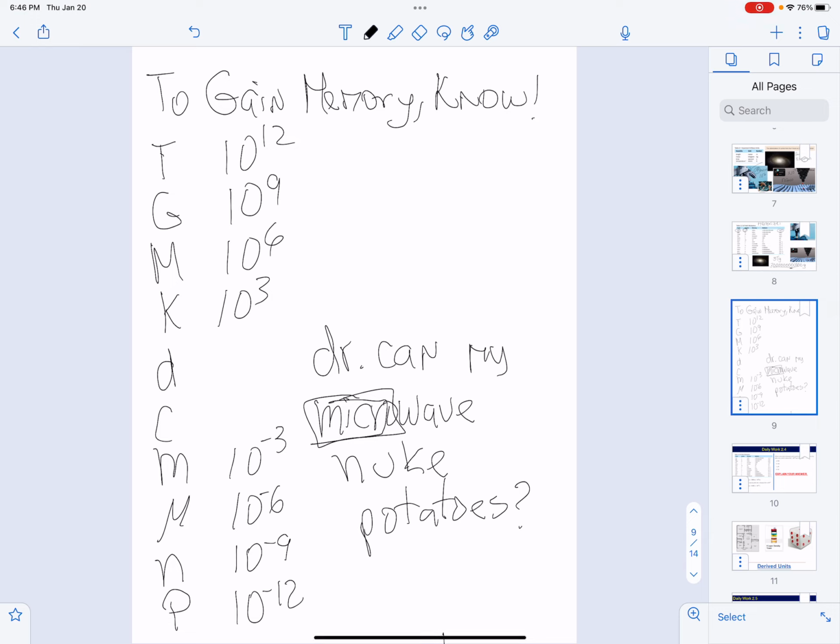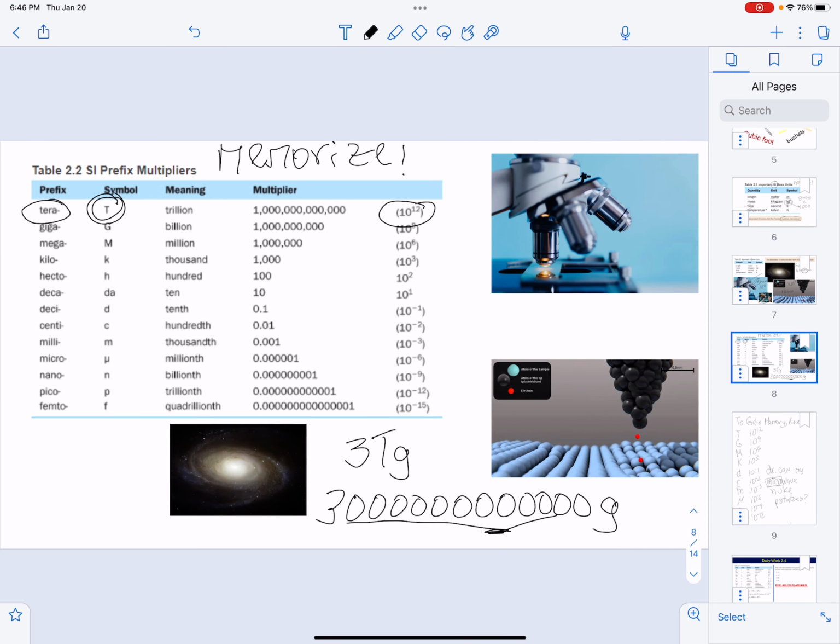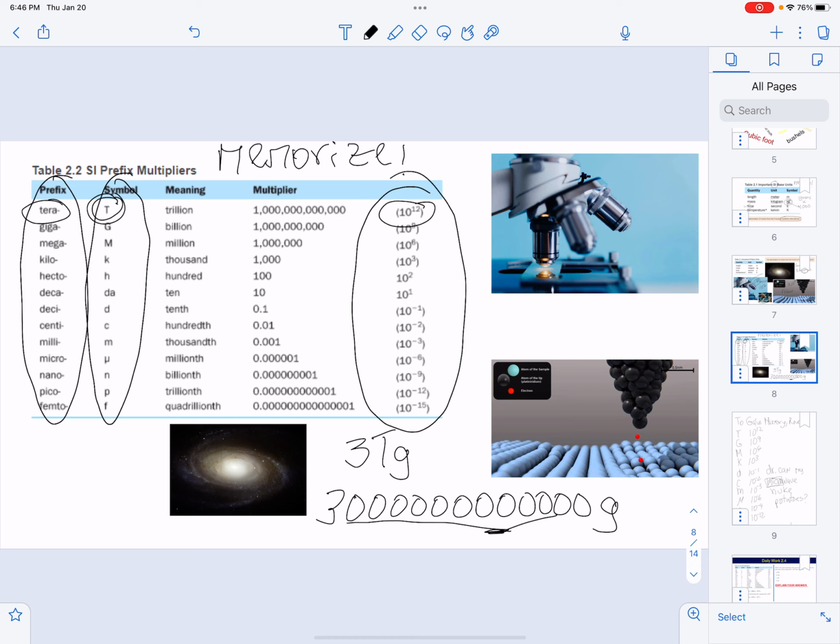And then we write the pattern. 10 to the minus 2, 10 to the minus 1. And just right there, you have memorized how to assign the values to the different prefixes. So make sure you learn the name, you learn the symbol, and you learn the value, because those are going to be very important to what we're going to be doing in our next learning objective.